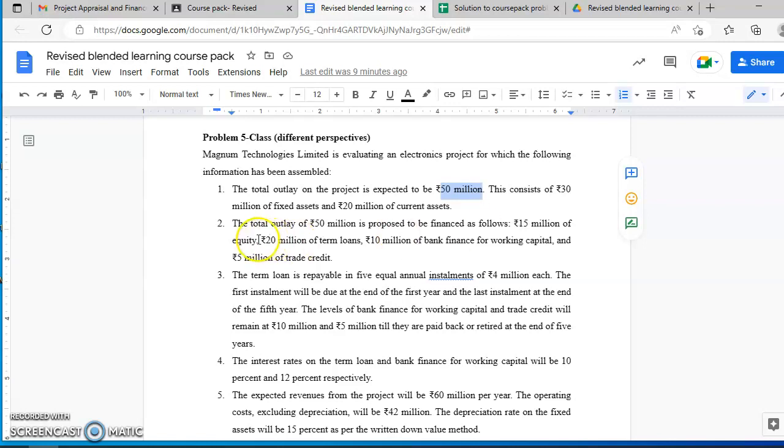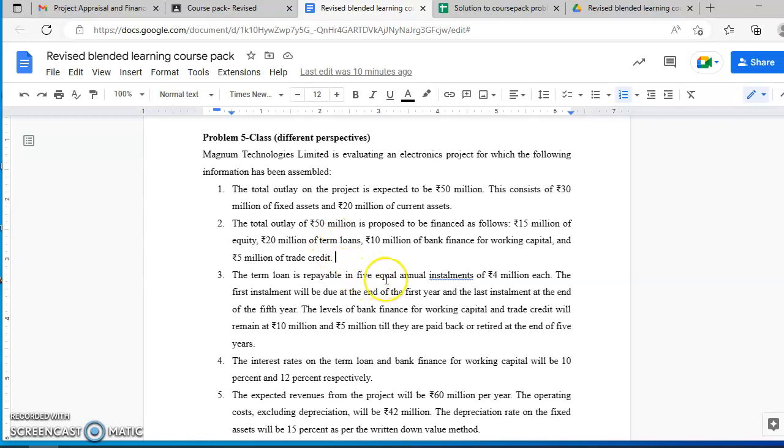One is by issuing the equity, which is close to around 15 million, 20 million. They're going to raise a term loan of 20 million and they're going to raise working capital from some bank, which is close to around 10, and 5 million of trade credit. So if you just put this across, 15, 20, 10 and 5 will be equal to 50. So these are the various sources of fund.